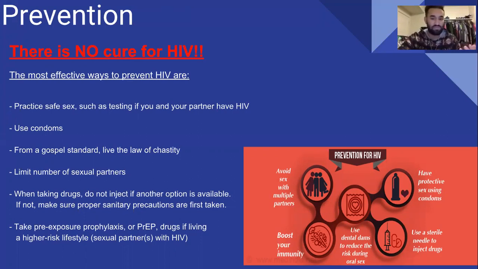but other methods. And if there's no other way to receive the medication, then make sure proper sanitary precautions are first taken, and then take pre-exposure prophylactics or PrEP drugs if living with a high-risk lifestyle, if you're currently sexually active with a person who does have HIV, to prevent those things.